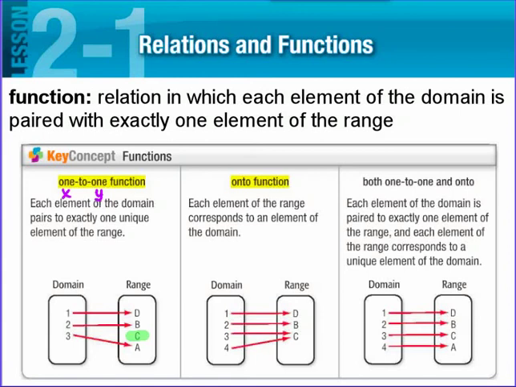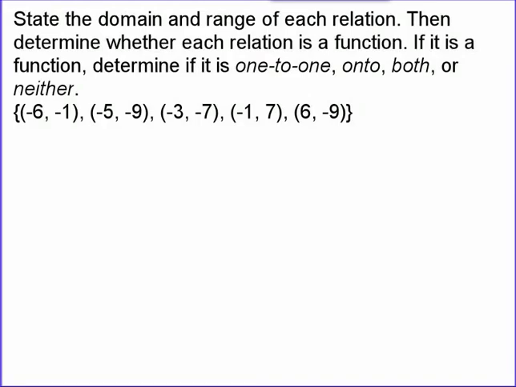And then last but not least, we have both one-to-one and onto. Each element of the domain is paired to exactly one element of the range, and each element of the range corresponds to a unique element in the domain. When I think about a function that is both one-to-one and onto, you need to think about couples. Everybody is coupled up in order for it to be both one-to-one and onto. Now this is found on page 61 of your book, so if you need to look at that, you can. But we're going to go ahead and look at an example.